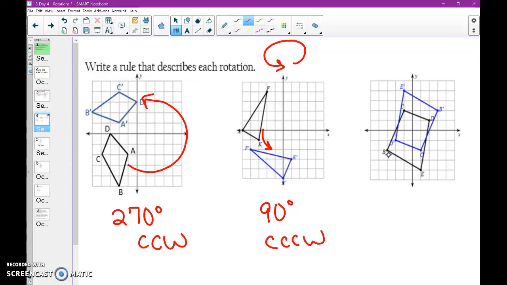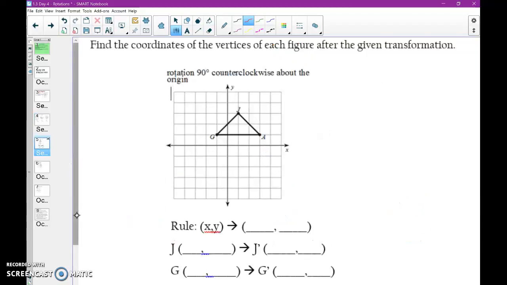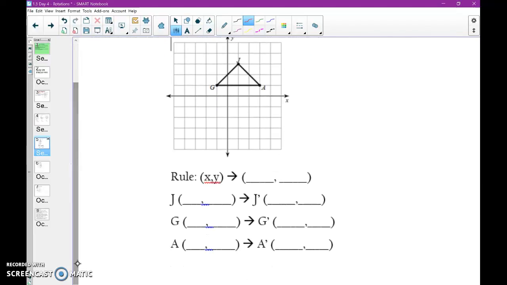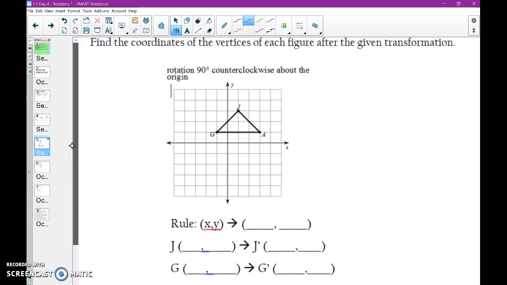This one's kind of tricky, but if you look, let's just pick one point. That B is going 1, 2 quadrants around, so that should be 180 degrees. And I could put counterclockwise, but it's not totally necessary because 180 degrees doesn't matter which way you do it. But make note, we always do counterclockwise. All right, so let's actually put it into practice. Now, I'm going to show the rule way and the rotation way for this one. You can decide how you want to do it for the next couple ones.